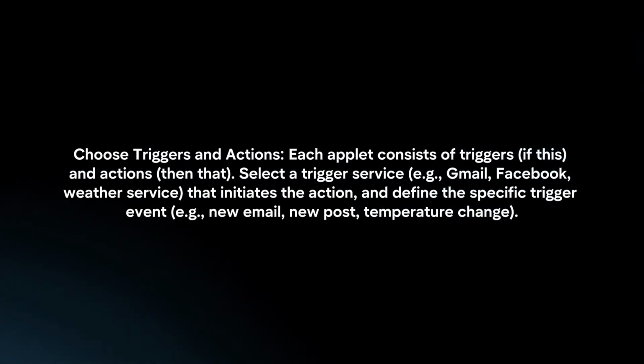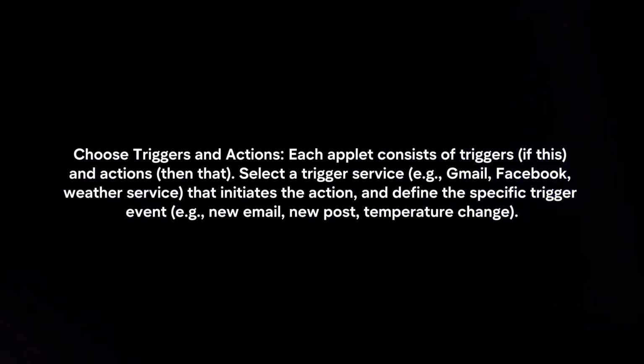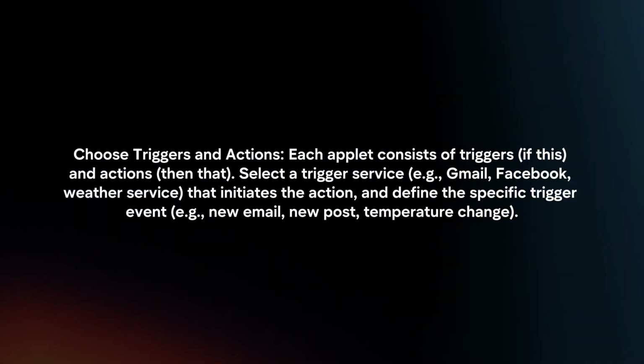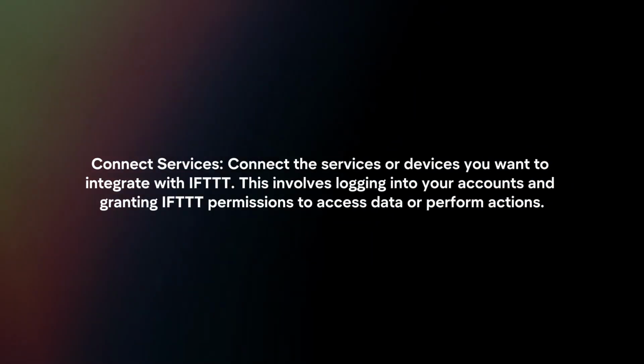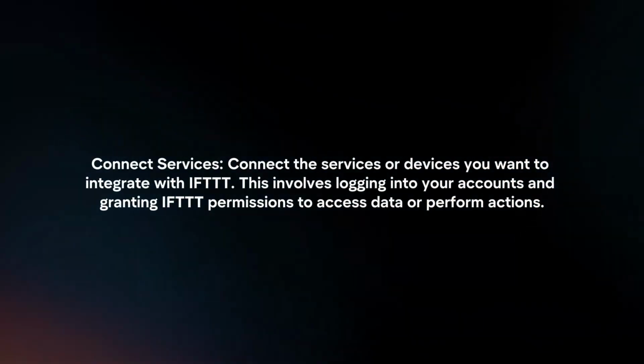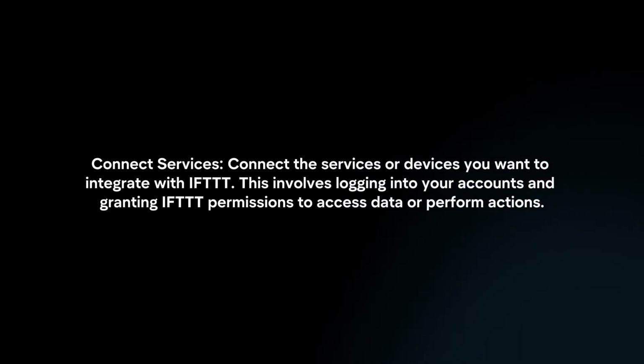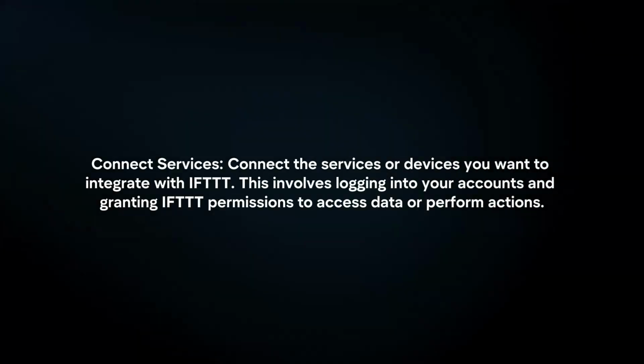Choose triggers and actions. Each applet consists of triggers and actions. Select the trigger service that initiates the action and define the specific trigger event. Connect services. Connect the services or devices you want to integrate with IFTTT. This involves logging into your accounts and granting IFTTT permissions to access data or perform actions.